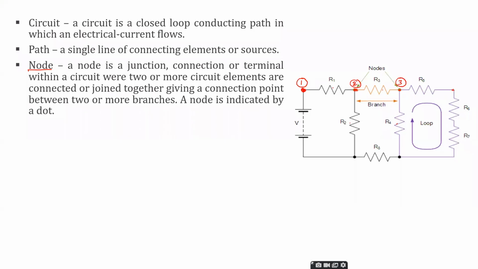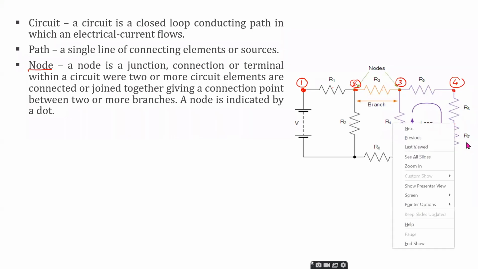Then can you consider this as one more node? Because two elements are connected, R5 and R6. That is the definition of node here. Minimum 2 and maximum can be anything. Minimum 2 or more. So I do consider this as a point where two elements are connected. So that is number 4. Then can you consider this as one more node?